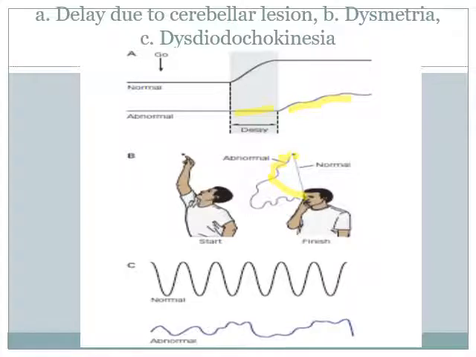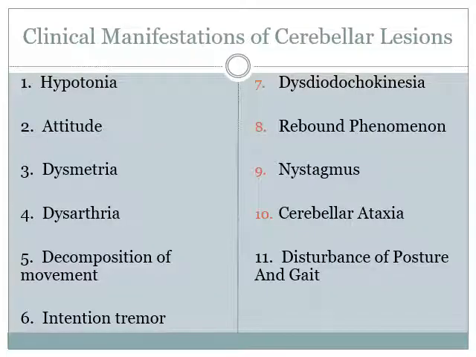So this is what happens usually in a normal person, for example clapping your hands or doing movements which are fast enough. This is the type of spike that usually forms. And in abnormal movement, for example in dysdiadochokinesia, which is the inability of a person to perform rapid alternating movements, this is what kind you can expect. So all these 11 are the different clinical abnormalities that you see in a patient with a cerebellar lesion.